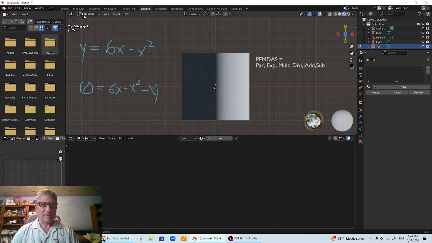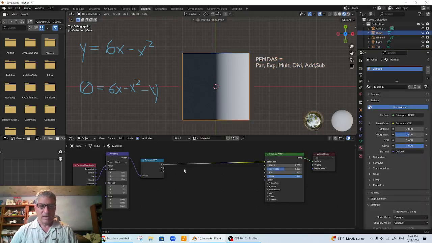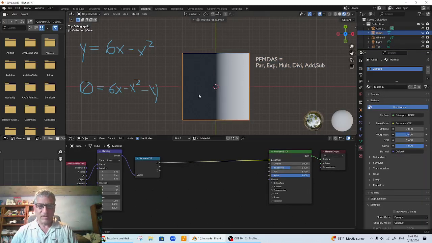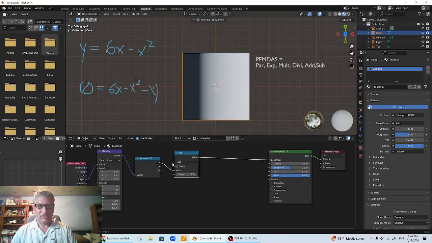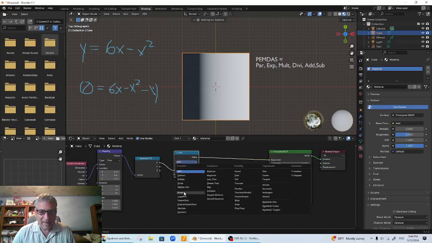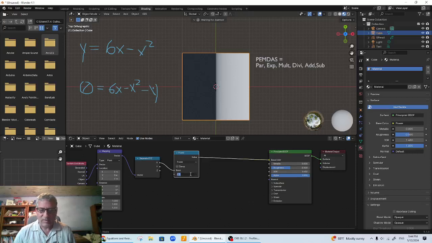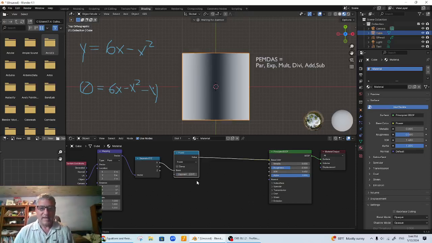So when I go back to my cube and I go into my shader nodes, in this shader node I'm going to add a math node. And that math node is going to start with what's in parentheses. There isn't anything in parentheses, so start with exponents. We have an x squared. So there's x coming in as the value, and we want to make it an exponent, which is a power relationship, and we want the exponent to be 2. And that is how x squared looks from the top.